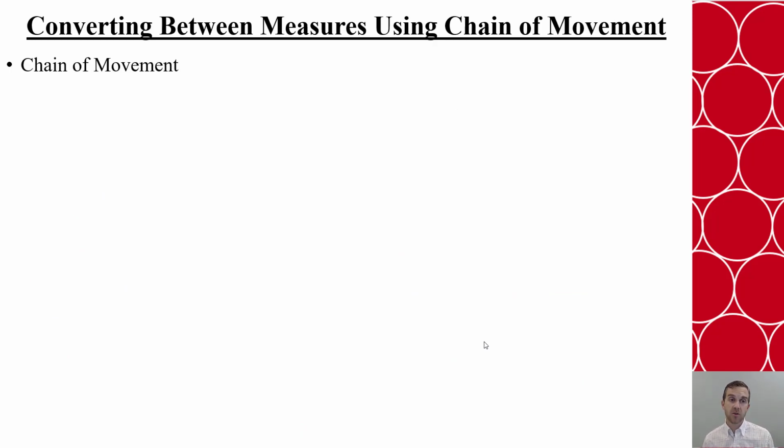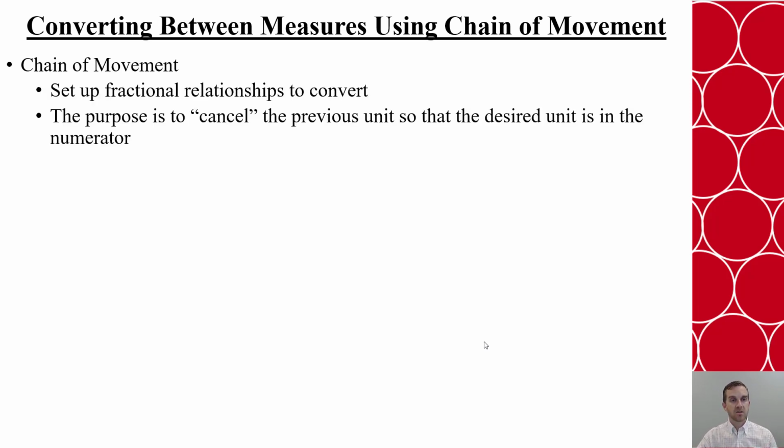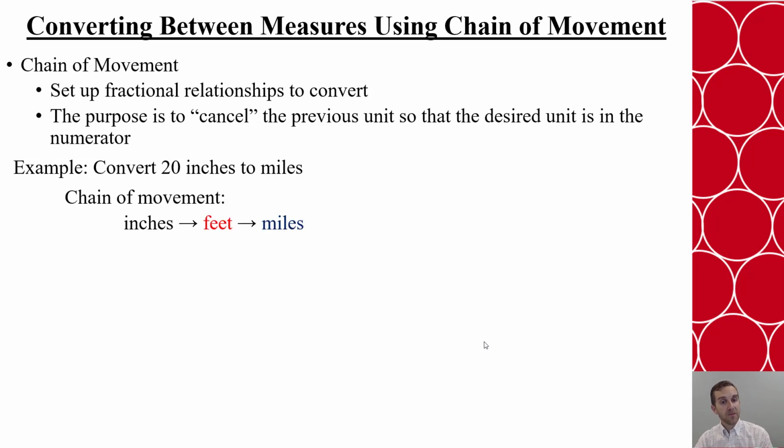Now I said there's two ways. The other way that I can do conversions is called the chain of movement. And really it is doing proportions, but it's doing it as expressions that simplify the units along the way. So what I want to do is use fractional relationships to convert. Again, we're looking at ratios and trying to simplify units along by multiplication. So if I think back to my example of the 20 inches to miles, I'm starting at inches, then I need to go to feet so that I can get to miles. And it's going to follow the same proportion relationships. I just have to think very carefully as I do it.